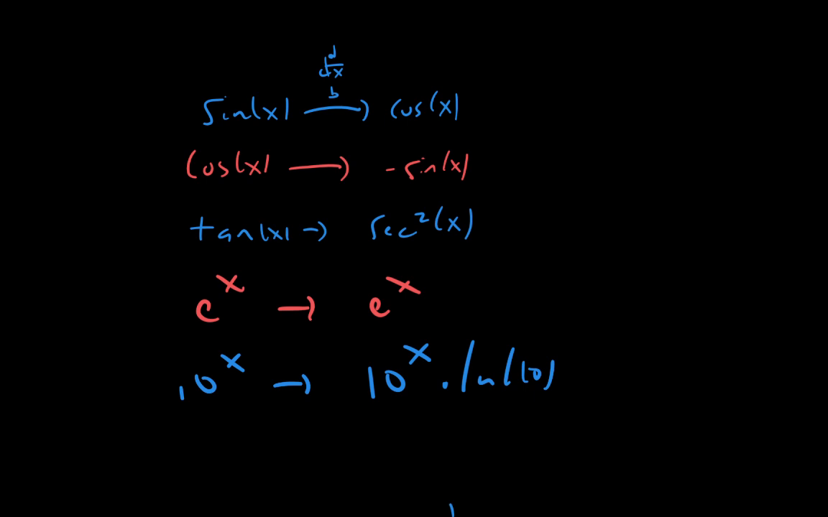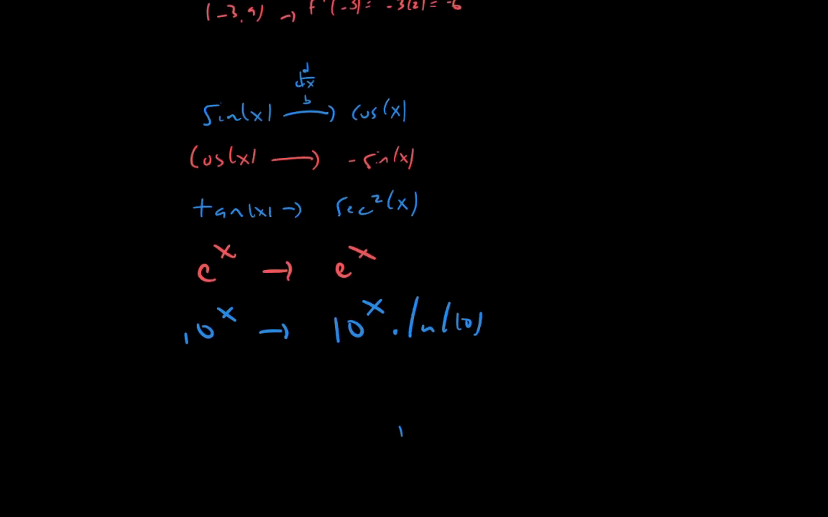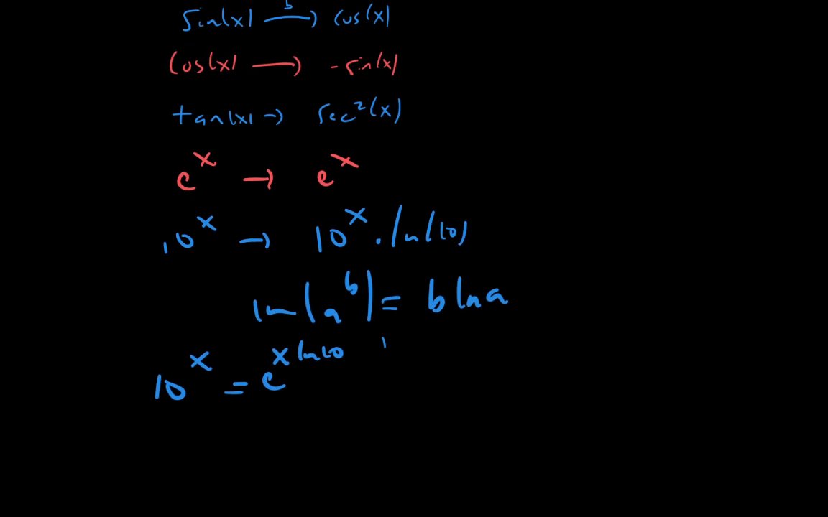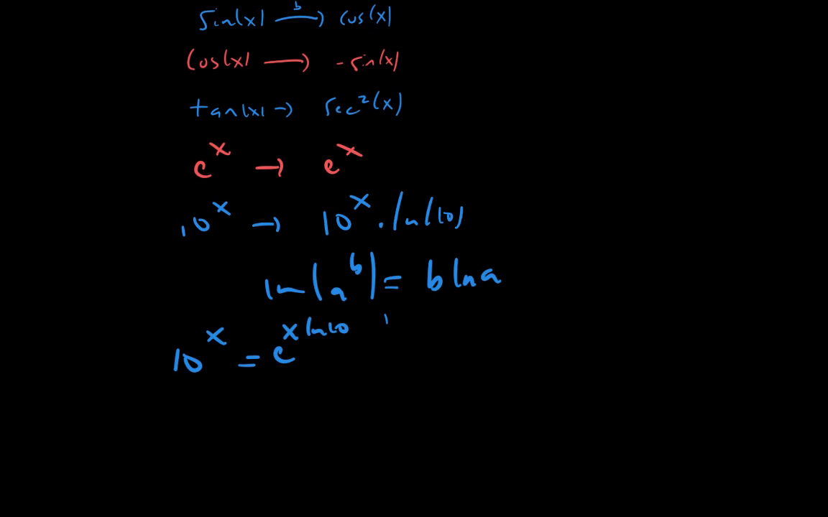And that is because of the property of logs. Natural log of a to the b is equal to b natural log of a. And we can write 10 to the x as e to the x natural log of 10. And then taking the derivative of that is just the chain rule, which would be 10 to the x times natural log of 10.